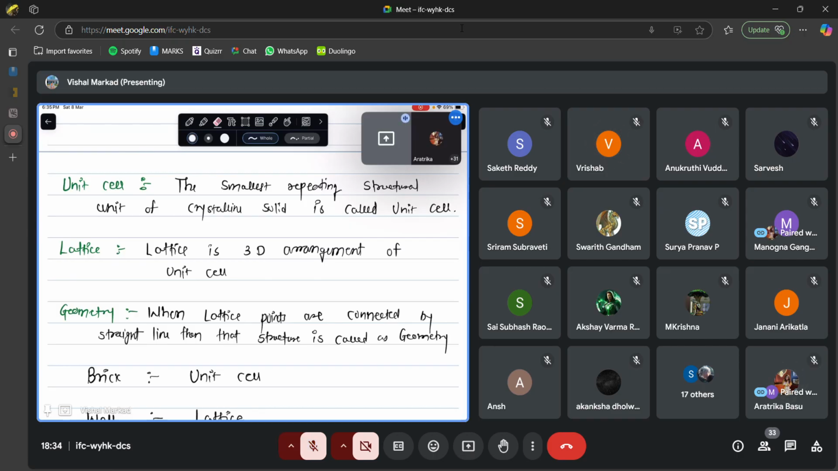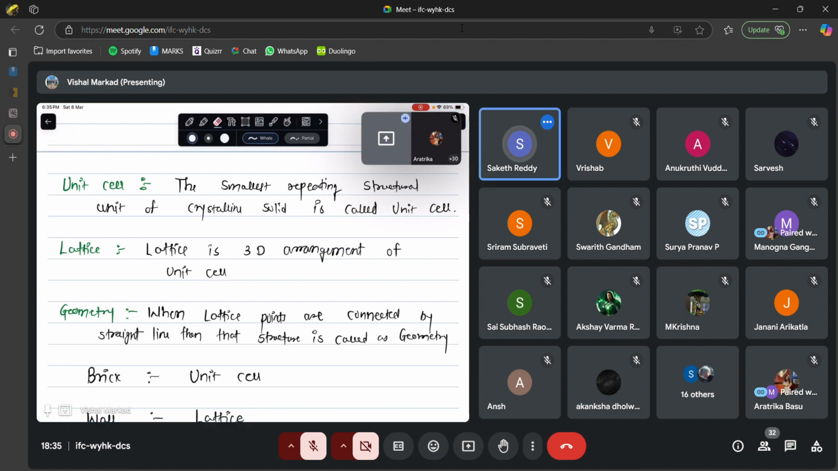Clear this thing? What is the lattice? It is the 3D arrangement of unit cells. If you arrange the smallest parts in 3D direction, then what structure will form? It is called a lattice, and obviously that lattice will have some geometry.